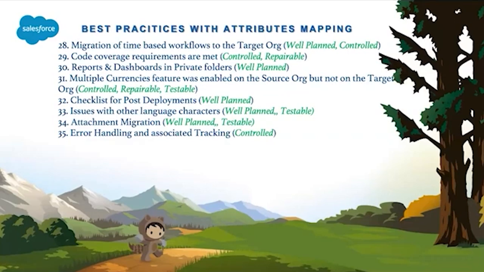Practice number 29, code coverage requirements need to be met. This may bring in an idea: we are talking about data migration, so where does code coverage come into the picture? For example, you may be planning to deactivate all the triggers before you migrate the data. In those cases, you may deactivate the trigger at the sandbox level, and then try to promote them via a change set or any other deployment utility that you may be using.